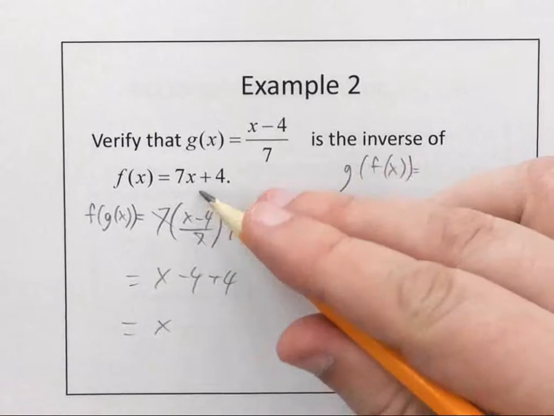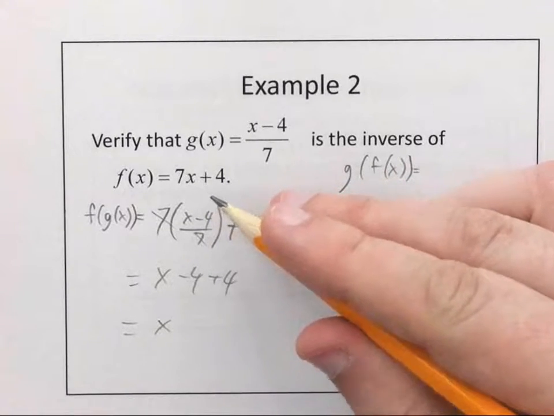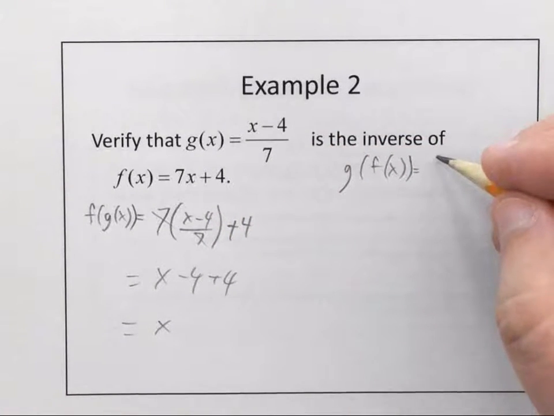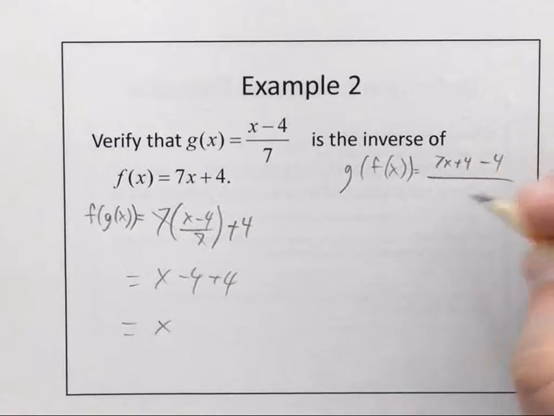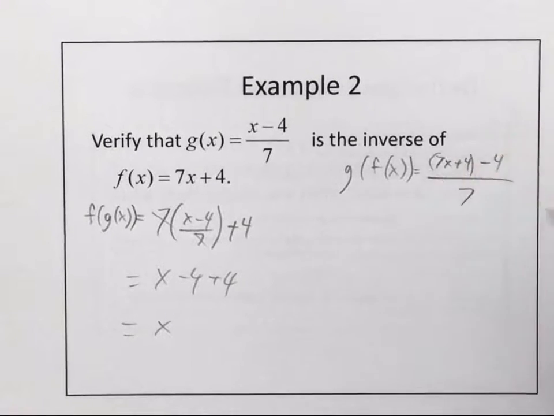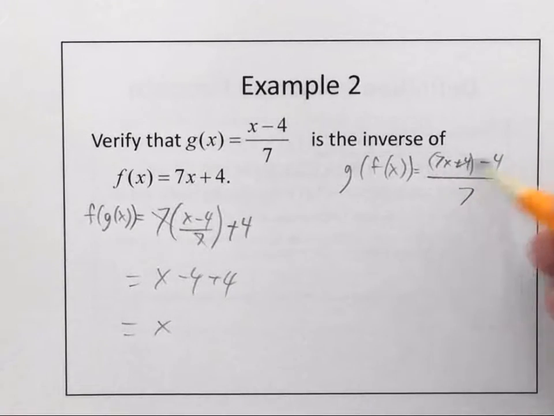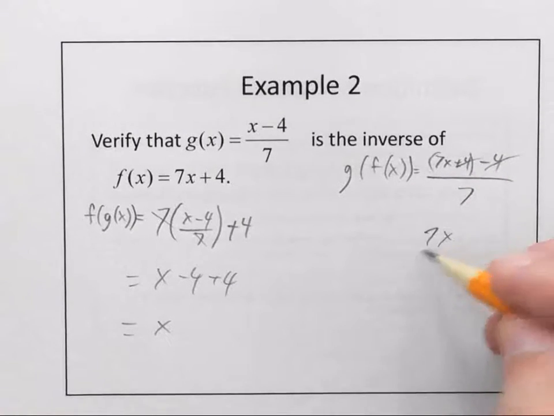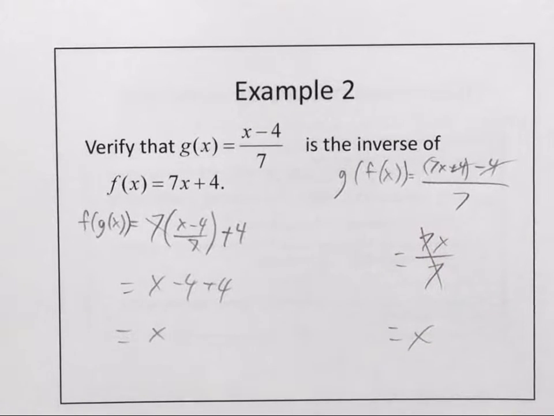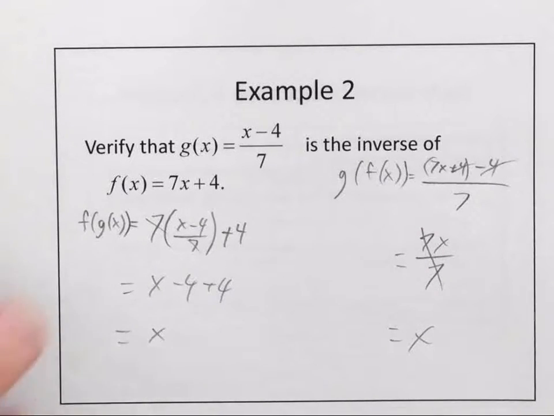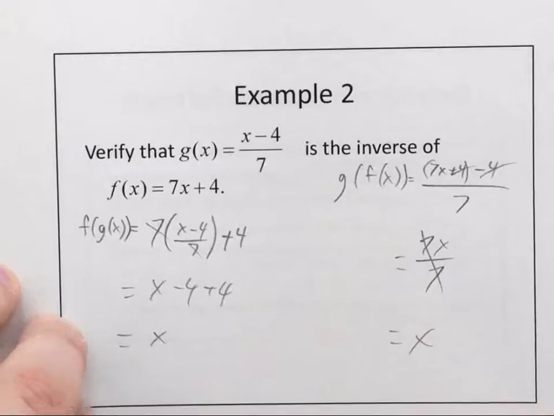When I do the reverse, this 7x plus 4 in for that x looks a little strange to start, but 7x plus 4 minus your 4 divided by 7. Well, again, the 4's cancel first this time. You're left with 7x over 7. If those cancel, you're left with just x. So that confirms that it works both ways, and those two are inverses of each other.